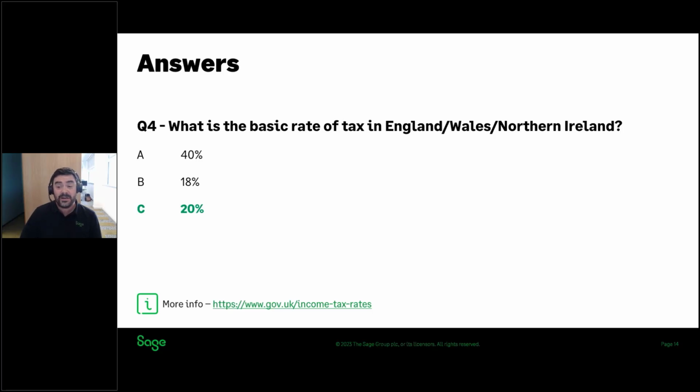It is 20%. That is technically the basic rate in Scotland too. So the basic rate band in Scotland is 20%. They have all those other income tax bands as well, so I didn't want to confuse things. But 20% is your basic rate of tax in England, Wales, and Northern Ireland.